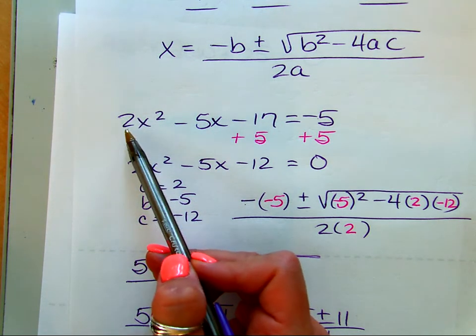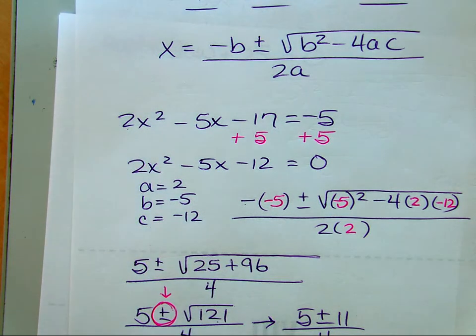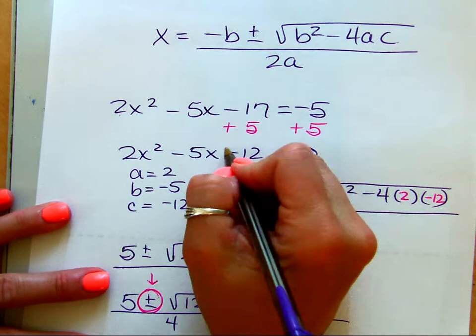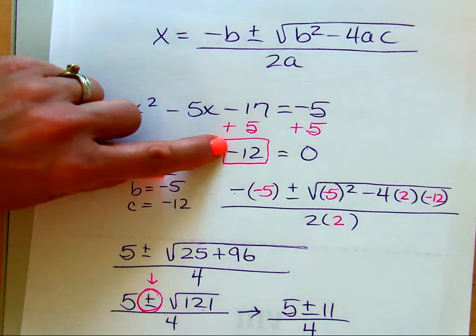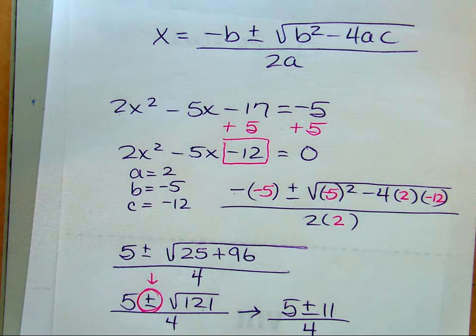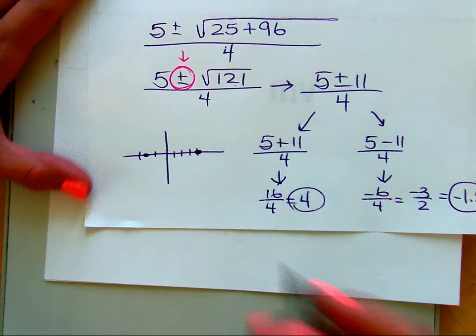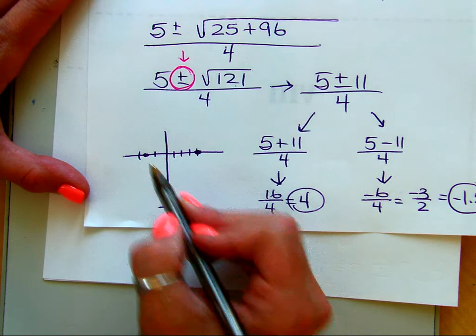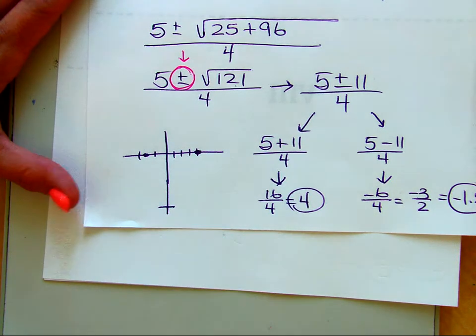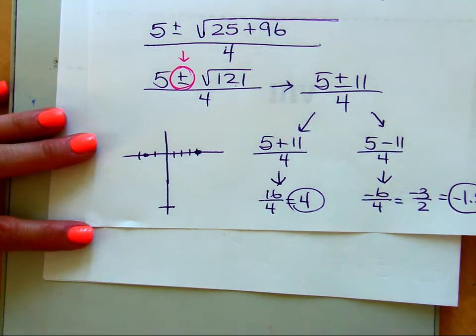Because of the 2, there's a compression. What else do I know? Some of you maybe forgot about that. That's the y-intercept. So I know that the y-intercept is going to be -12, and it's going to be all the way down here at -12, which means this is going to touch the y-axis at -12, and I know my zeros. Okay? All right, next problem.